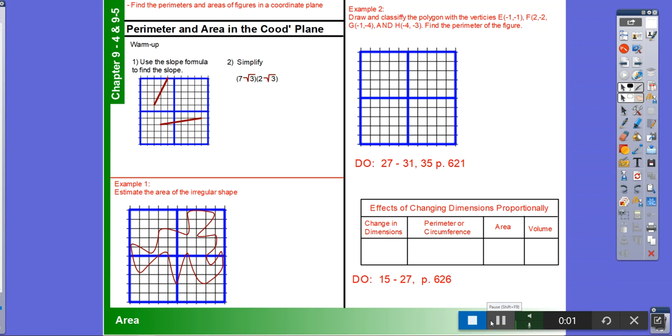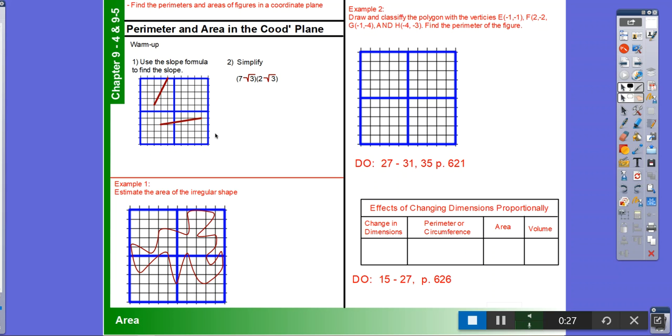All right, welcome to perimeter and area in the coordinate plane, as well as some scale factor fun. What do scale factors do in 1 dimension, 2 dimensions, and 3 dimensions? All right, but first, a quick little warm-up.